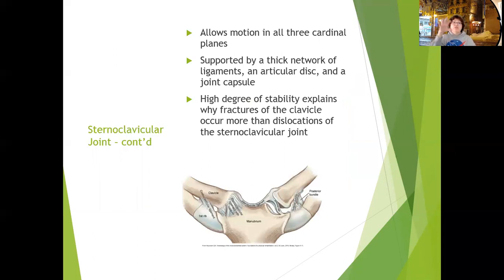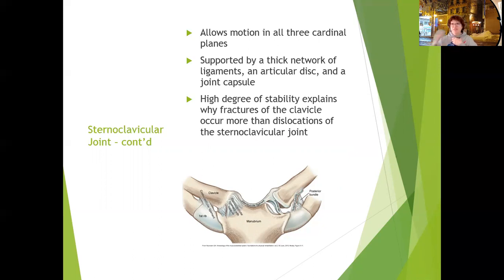Like I said, the sternoclavicular joint allows motion in all 3 cardinal planes. It's supported by a thick network of ligaments, a joint capsule, and just to make it interesting, it has an articular disc as well. So it has a high degree of stability. Fractures to the clavicle occur way more than dislocations to the sternoclavicular joint, because the sternoclavicular joint has got connective tissue really backing it up, really making it strong.